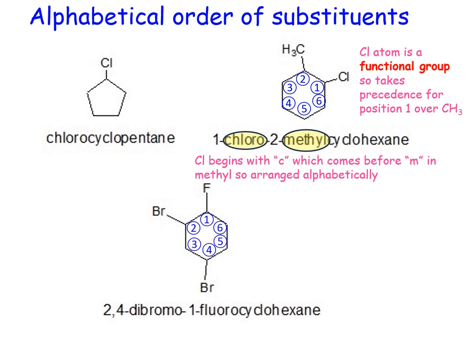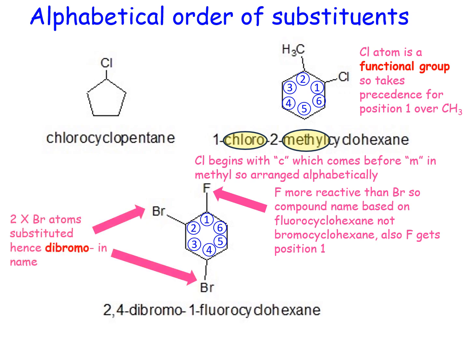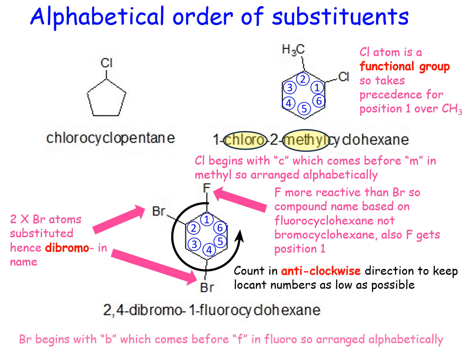So looking at the locant numbers, I've chosen fluorine as carbon number 1 because it's more reactive than bromine. So the compound name is based on fluorocyclohexane, not bromocyclohexane. So fluorine gets position 1. 2 bromine atoms means that there's 2 bromo groups, so therefore dibromo goes into the name somewhere as well. They're at position 2 and 4, as you can see, so it must be 2,4-dibromo. We count in an anti-clockwise direction because that allows us the lowest possible locant numbers. And finally, we list the substituents in alphabetical order.